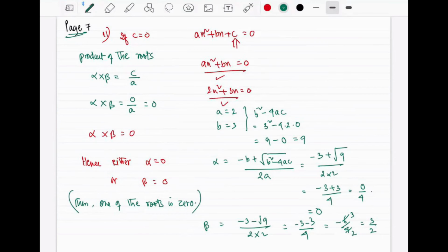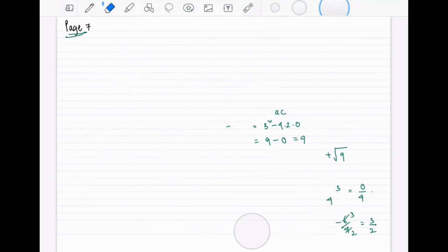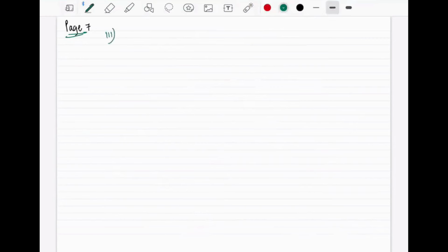Okay, last one, the last property, the last deduction. Let's do the third condition, if c is equal to a. You should know that a cannot be 0.